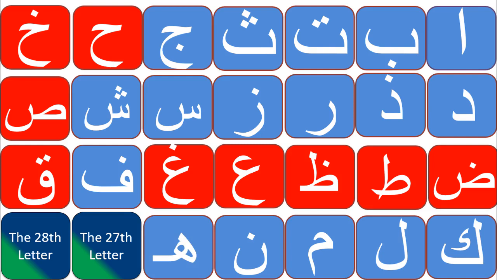This letter is called Ha. And the sound is ha. The equivalent is the letter H in English, like the word heaven. The 27th letter is called Waw.